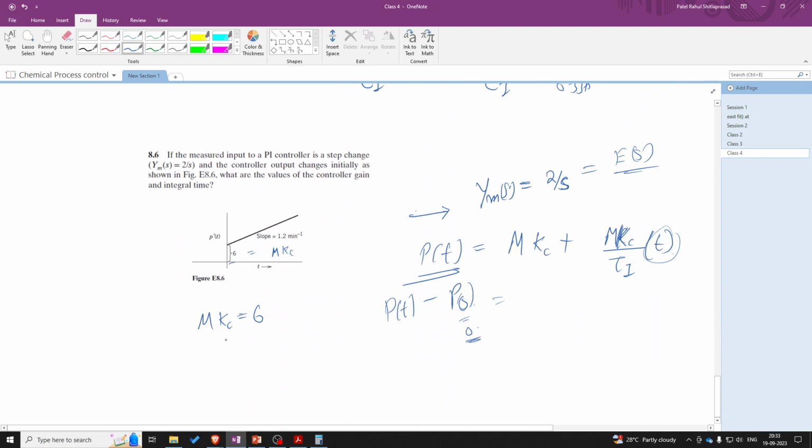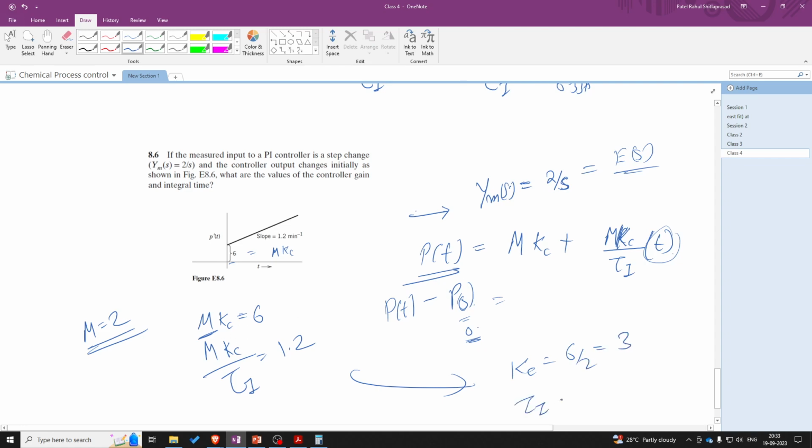Similarly, the value of the slope mkc upon tau I is 1.2. Now we can use this information to find the value of the controller parameters. The value of m, that is the step change, is 2. That is, we can get the value of kc as 6 by 2, which is equal to 3.